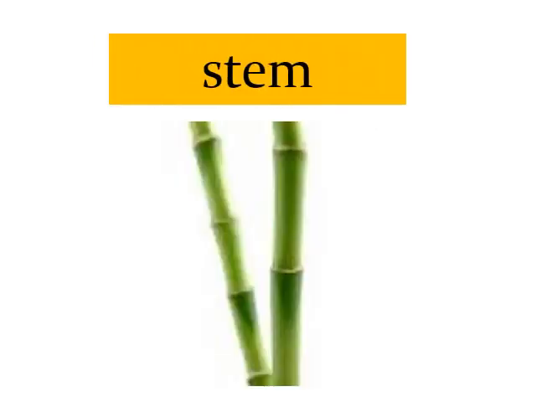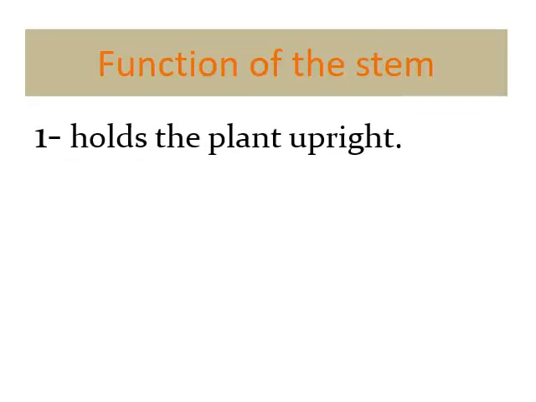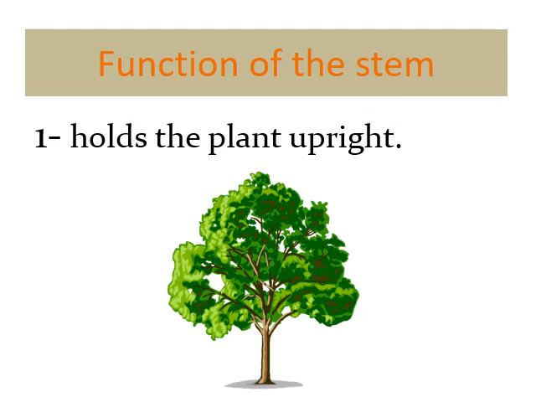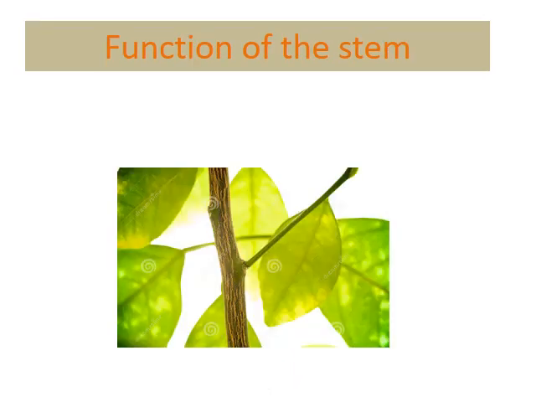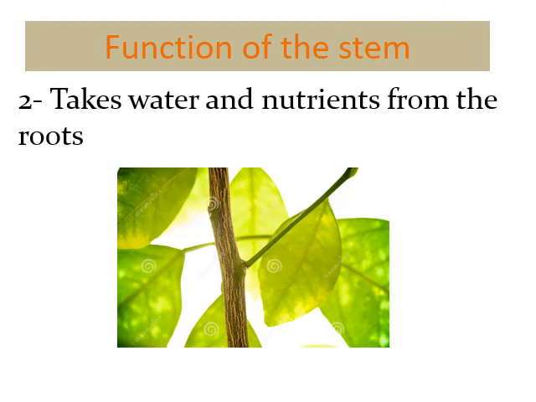Next part is the stem, and the stem is a really important part, because simply it just holds the plant upright. Without the stem, the plants will be leaning down or bending and not hold upright. The next thing is, how will the water and nutrients collected by the roots be delivered to the rest of the plant? Of course, the stem will act as the delivery guy for the plant. It takes the water and nutrients from the roots to the other parts of the plant.